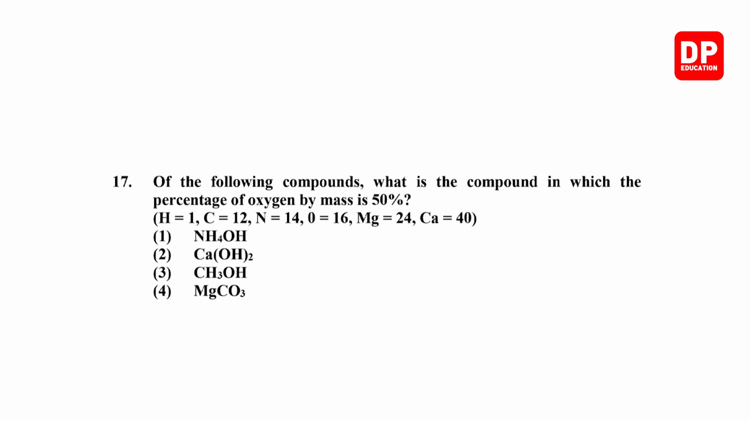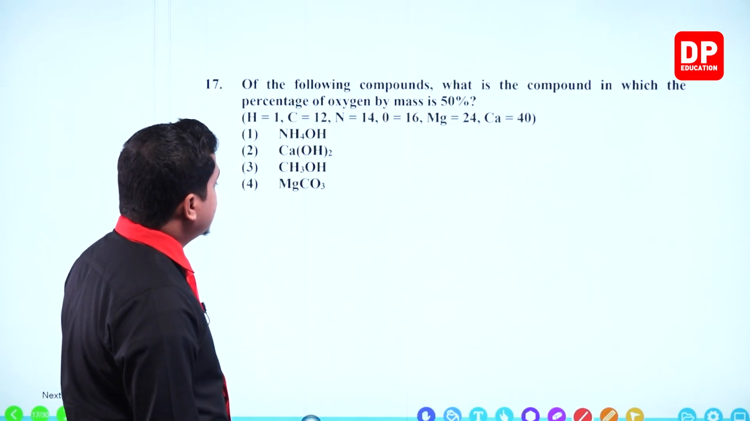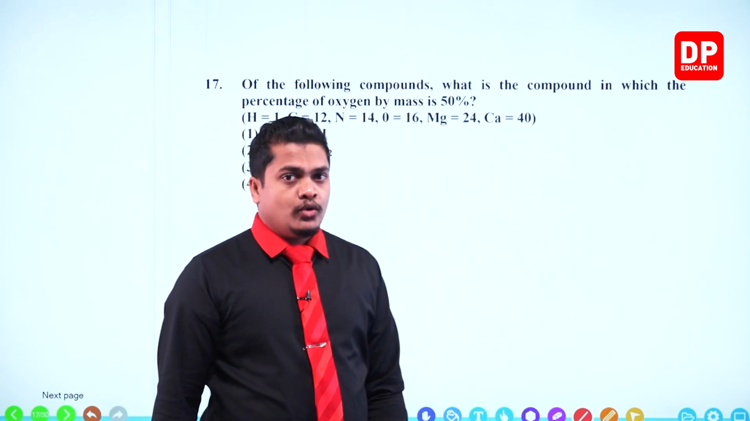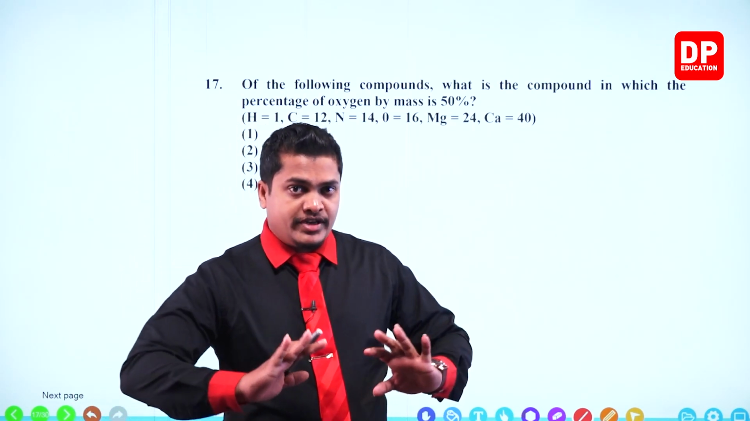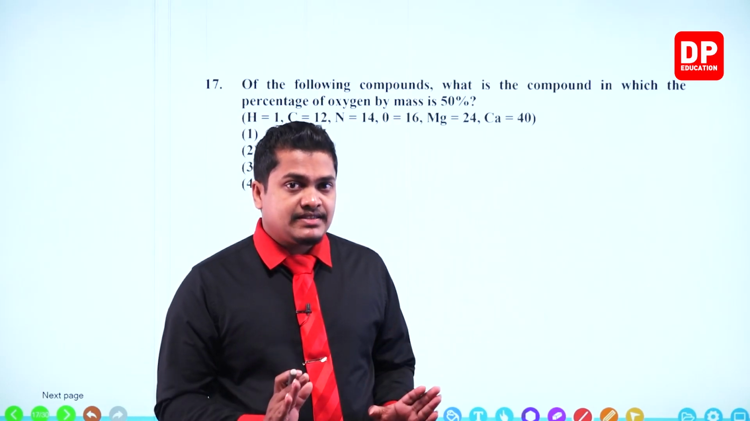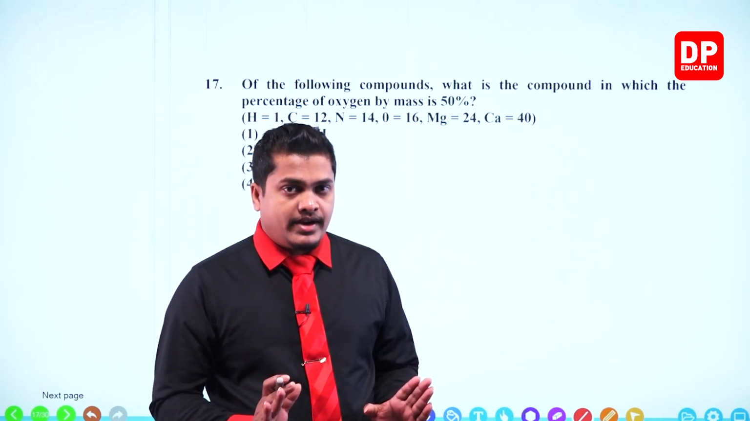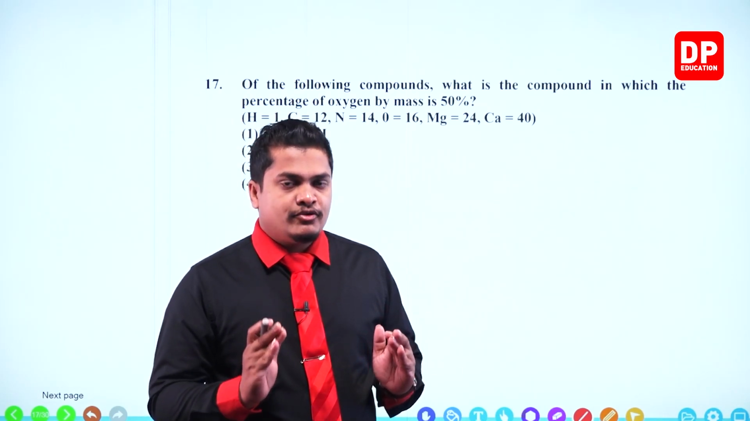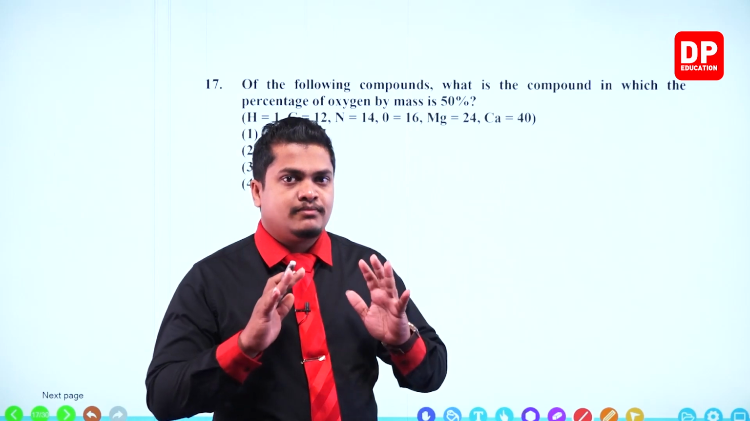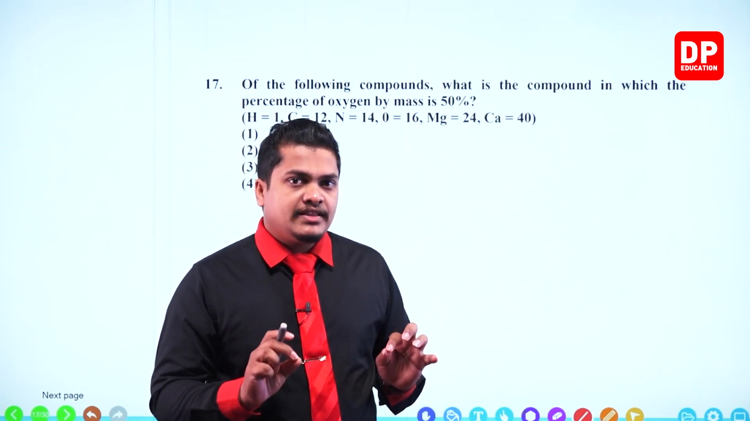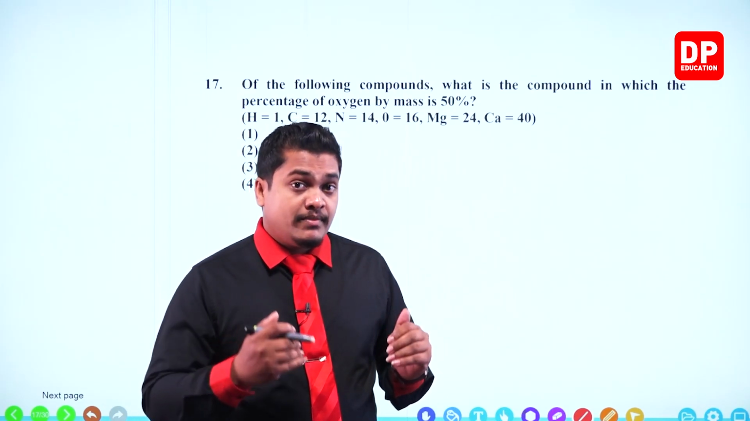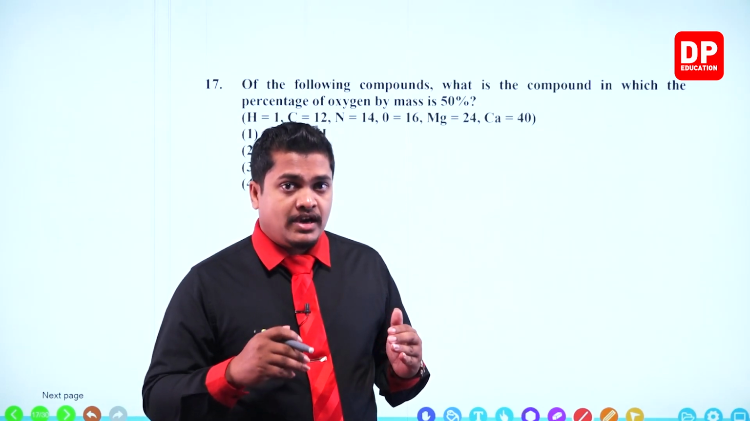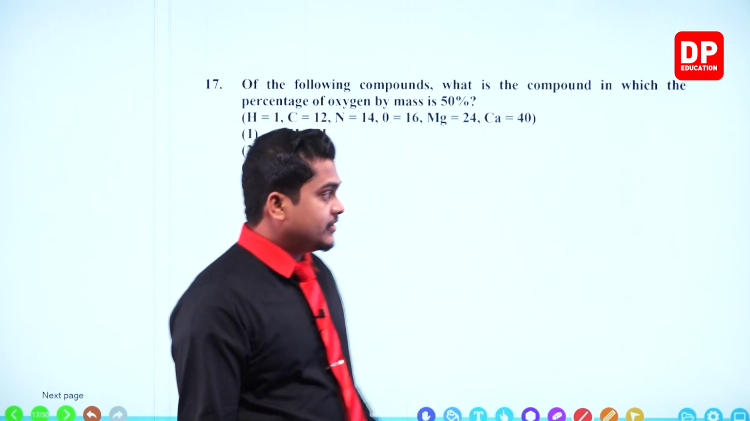Then question number 17. Of the following compounds, what is the compound in which the percentage of oxygen by mass is 50%? So when you take this molecule, my dear children, the mass of the entire molecule should contain 50% of oxygen. That means when you take the relative molecular mass of this molecule and the atomic mass of oxygen, when you divide those two, it should be half, or 2. Okay, right. Now let's see.